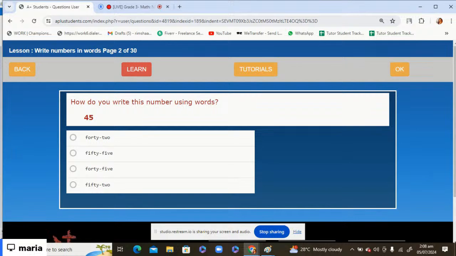Now tell me the next one. How do you write this number using words? So now there is a 45. So you just write this number using words. So tell me, how can we write it? 45. Everyone tell me. It's 45 now.